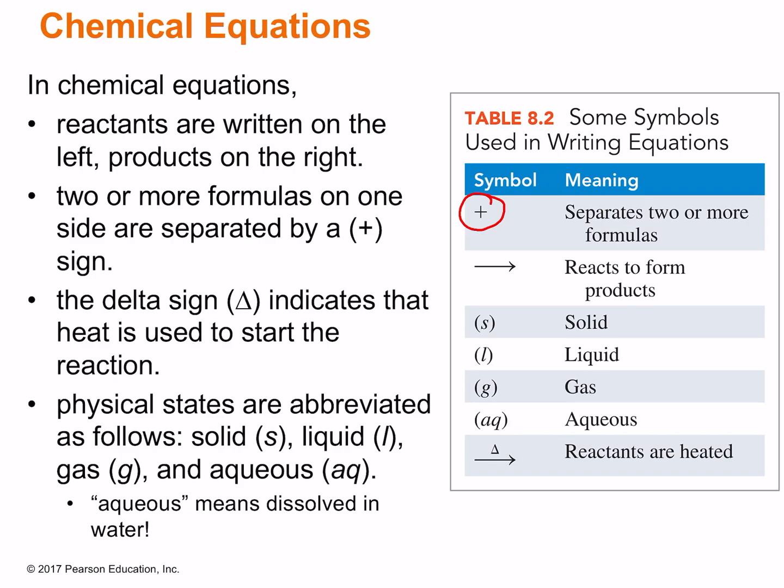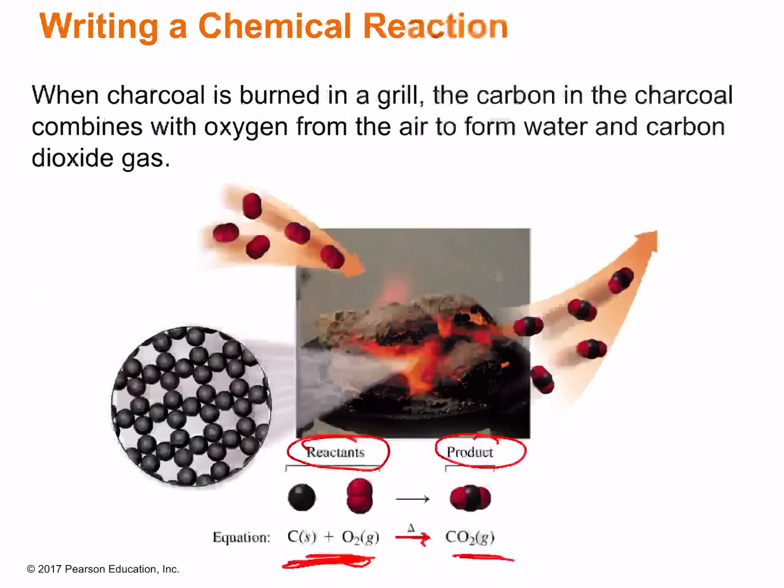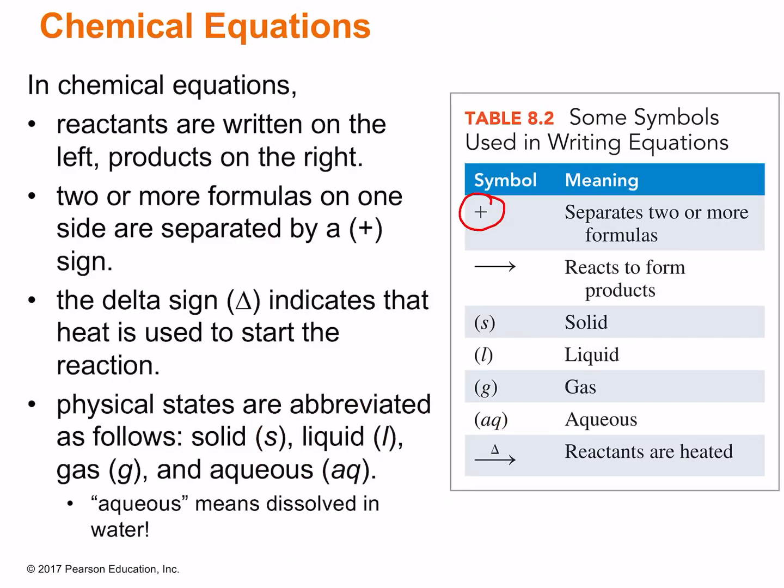And then we have these phases of matter. When we're looking at a reaction, it's always written after the substance in parentheses, so carbon is a solid, oxygen's a gas, carbon dioxide's a gas. So these little letters here are telling you what state of matter your reactants or your products are in.